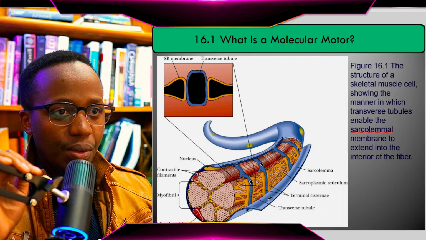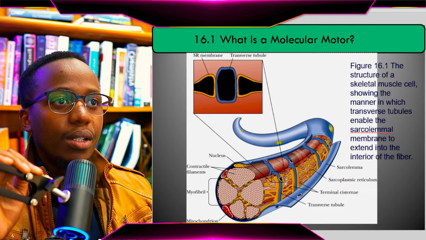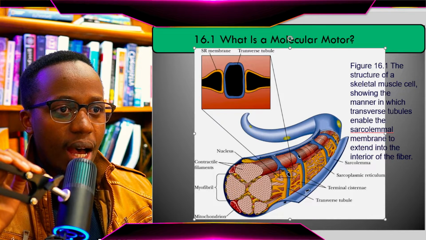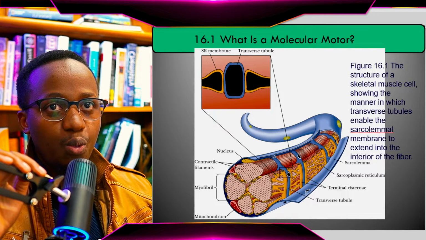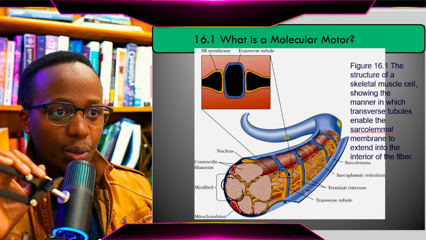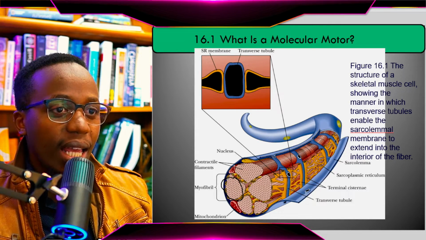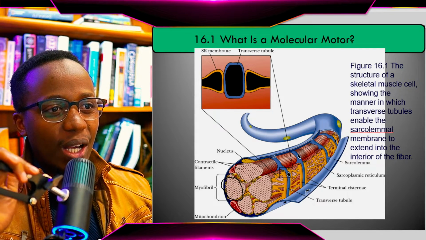So this graph, if you look down here, make sure that you can see this. You see that you have one component that we call a myofibril. This is one component of the muscle. If you zoom in here, that's where you will find those filaments. What filaments? The myosin and the actin, right? And then look at what happens.